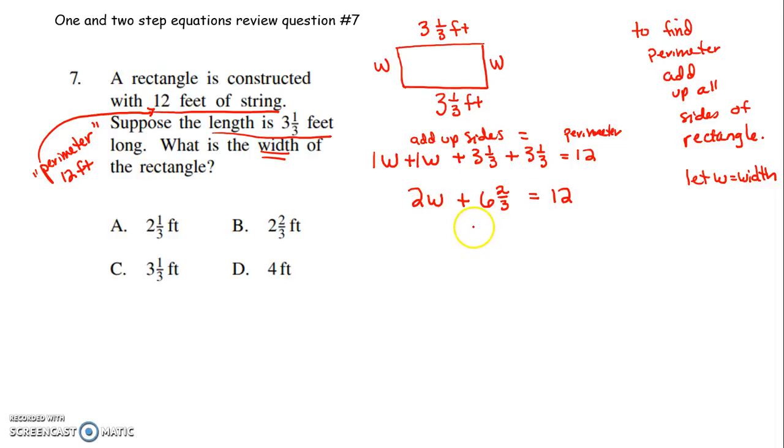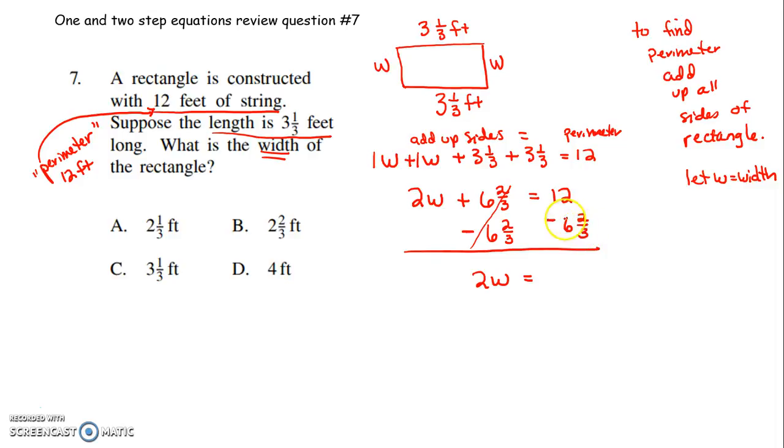First step in solving a two-step equation, undo any addition or subtraction. So I'm going to undo this addition with subtraction. So I'm going to subtract 6 2/3. So on this side I'm going to subtract 6 2/3. 6 2/3 minus 6 2/3, those zero out. So on the left side I'm just left with 2W equals 12 minus 6 2/3.